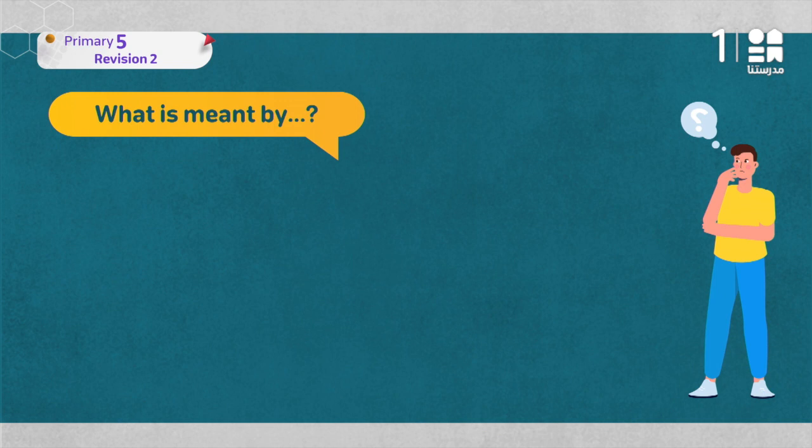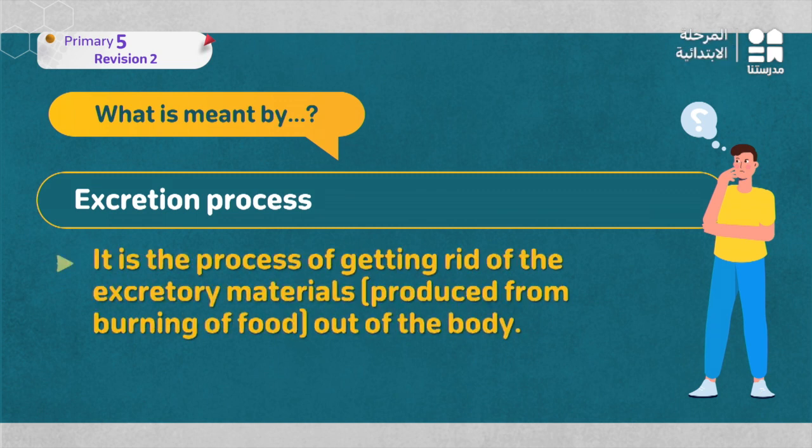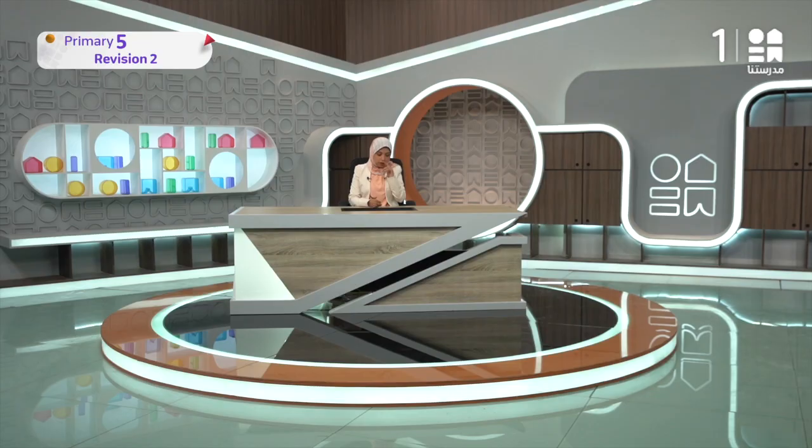Now, what is meant by the excretion process? The excretion process is a process of getting rid of the excretory materials which are produced from the burning of food, out of the body. So what is meant by the excretion process? It's the process of getting rid of the excretory materials out of the body.